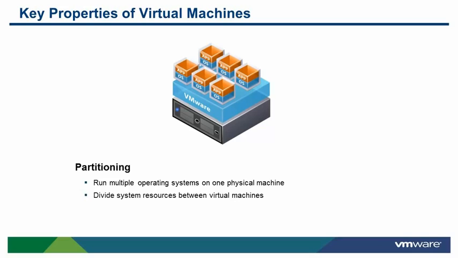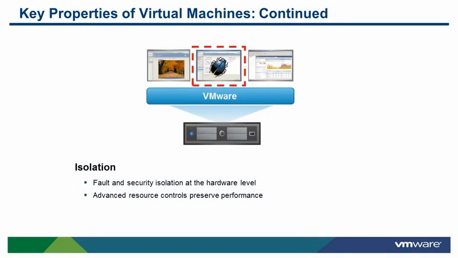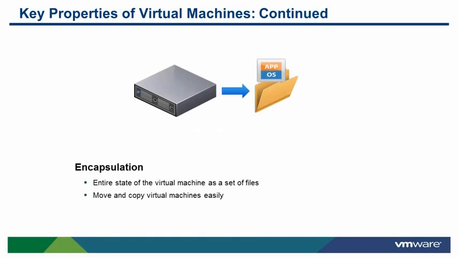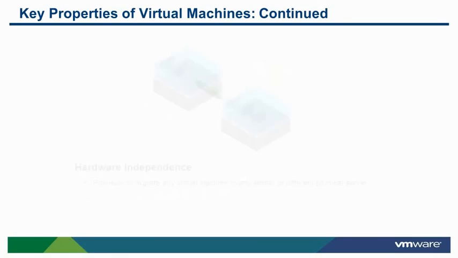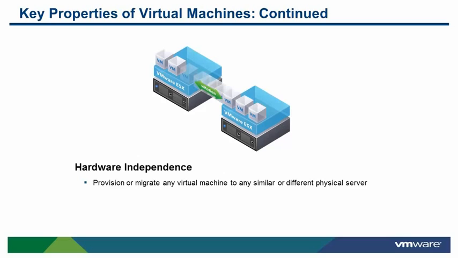Some of the key properties of virtual machines are partitioning, running multiple machines on the same hardware and sharing resources between them; isolation, fault and security isolation at the hardware level; encapsulation, the entire virtual machine can be saved to files and moved, copied, backed up, and restored; and hardware independence. The virtual machines are not tied to specific hardware or vendors.